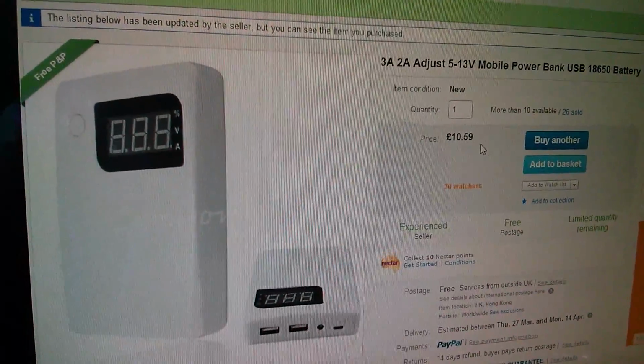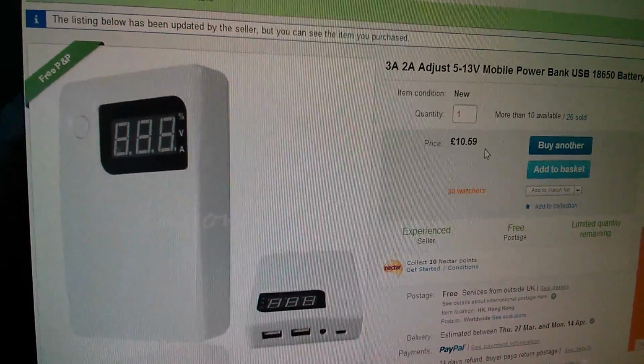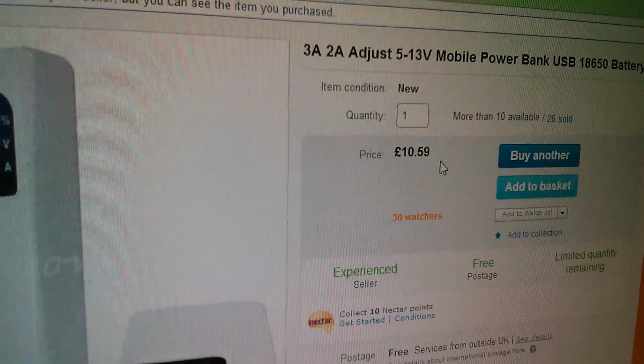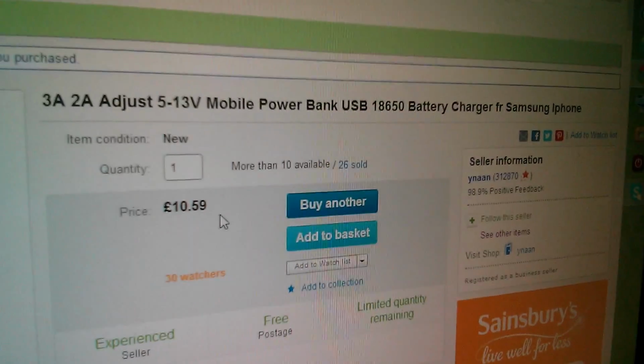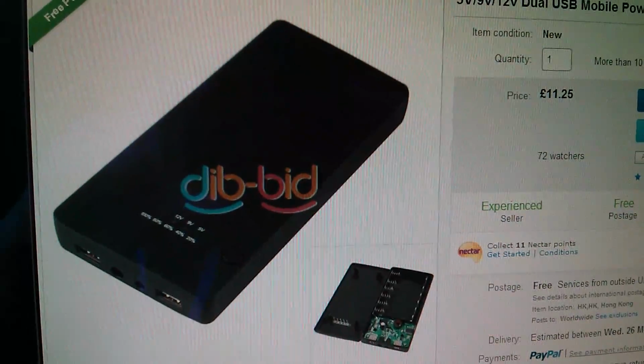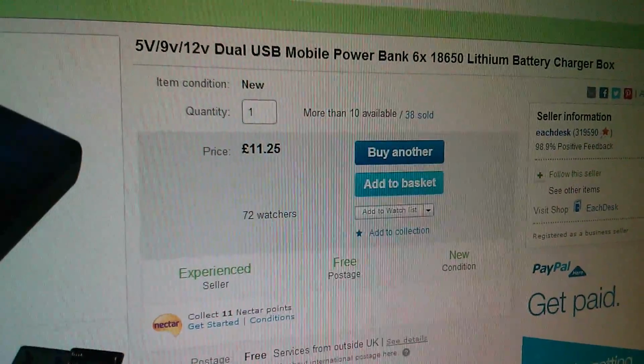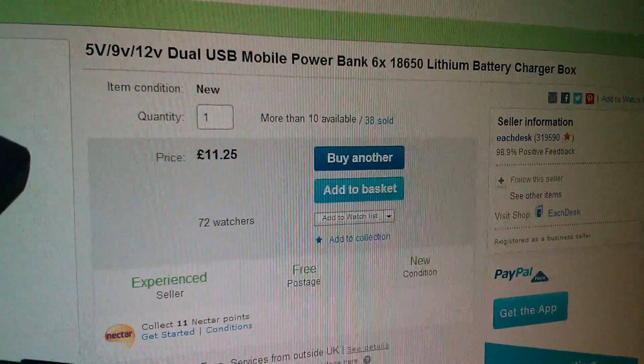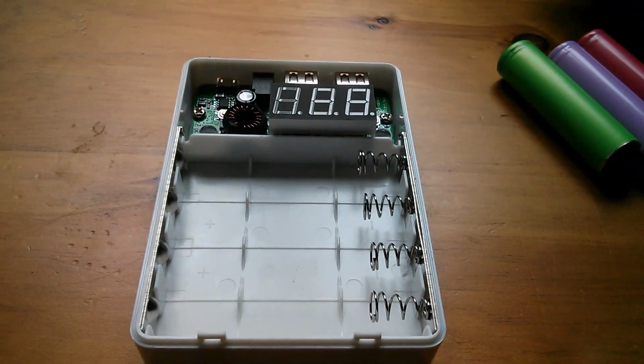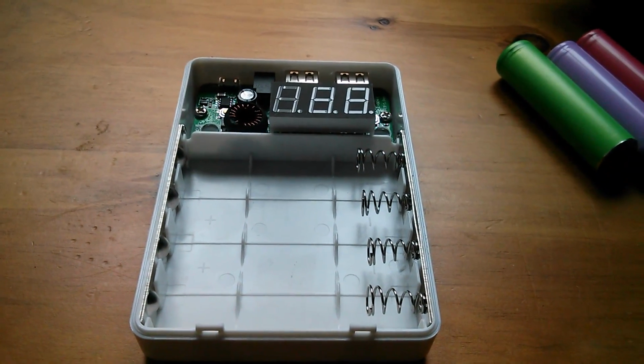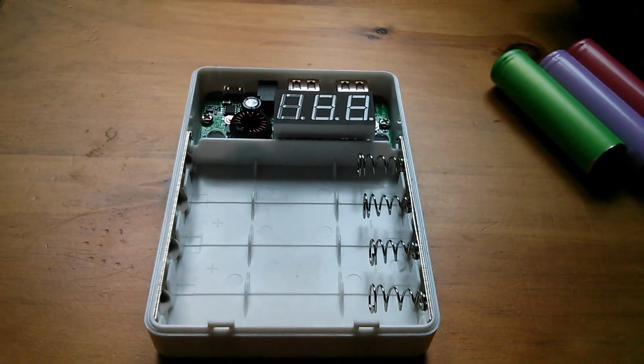So very quickly, the white 4-cell mobile power bank was £10.59 and came from Enan. And the black 6-cell power bank was £11.25 and came from Each Desk. Now they're both, of course, supplied without batteries. So let's put some batteries in.